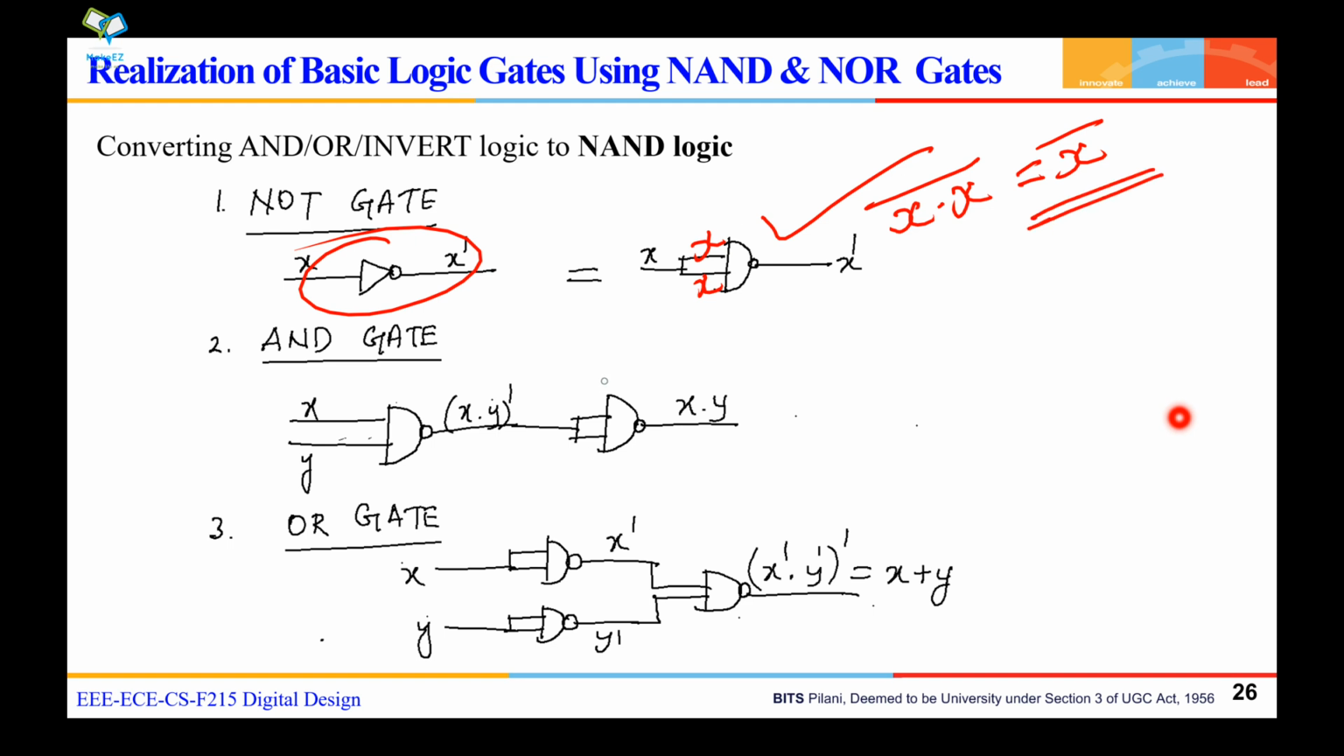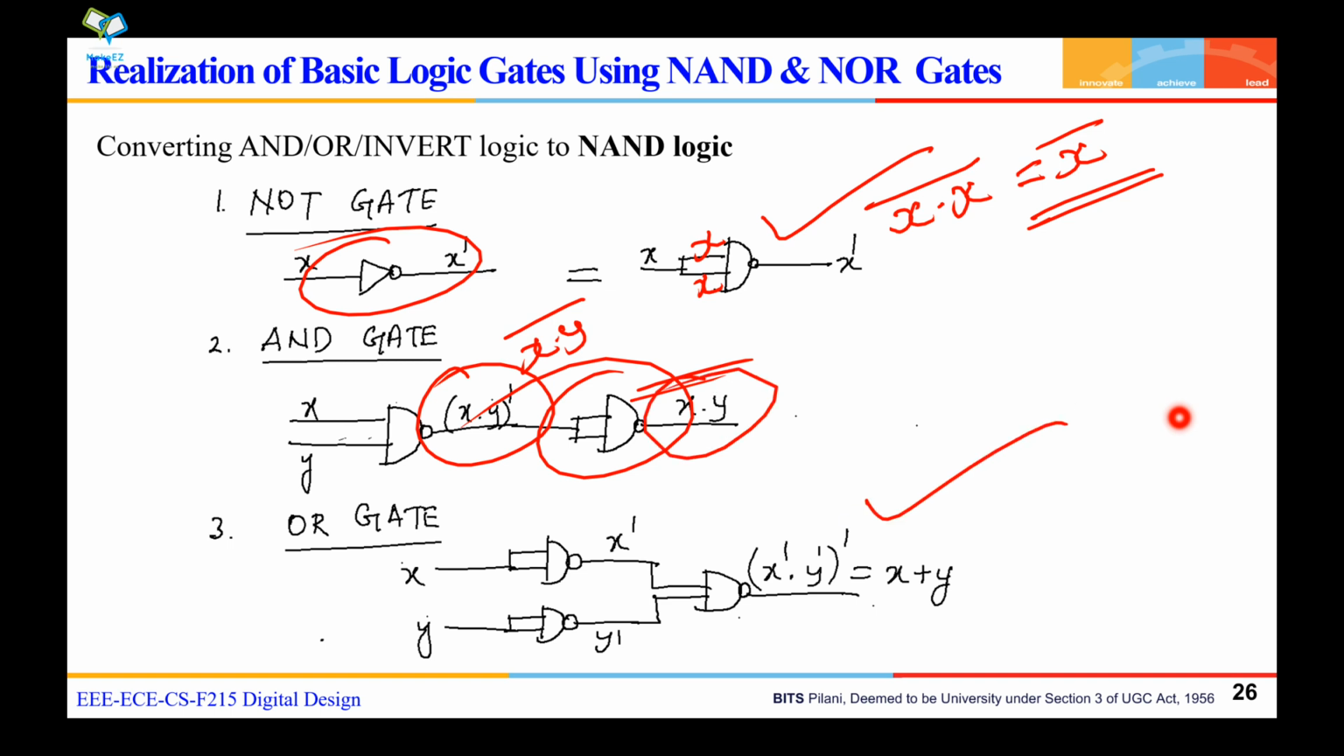This is an implementation using NAND gate. See, you are going to get x y whole bar here, right? Now you send it through the NOT operation, you are going to get x y. This is AND implementation using NAND gate, right?